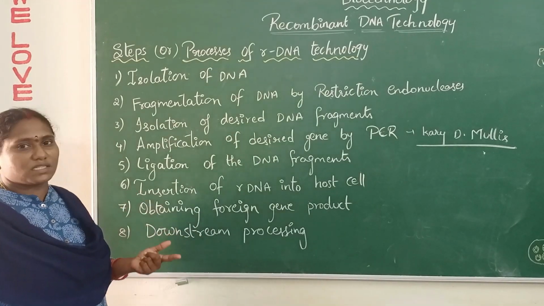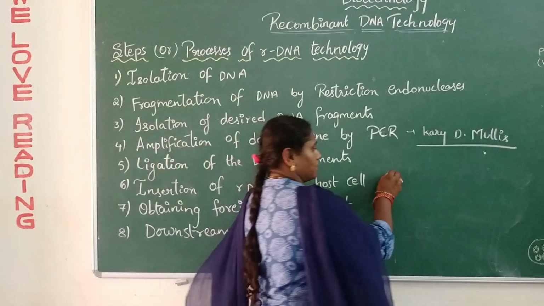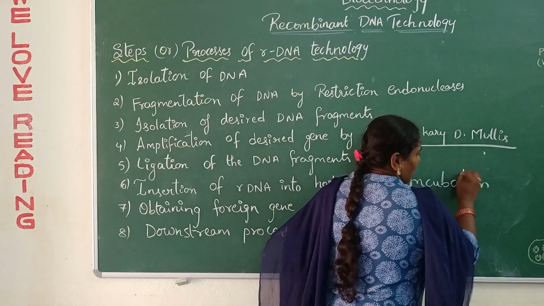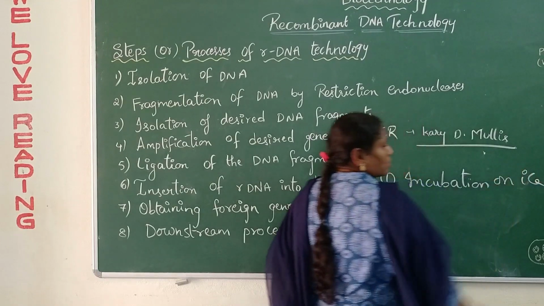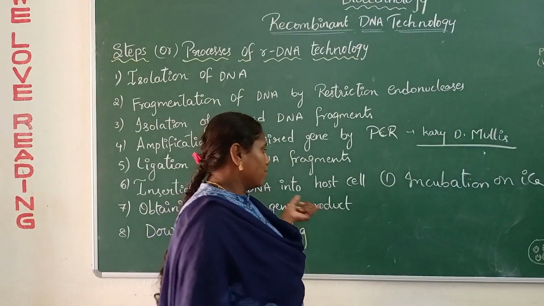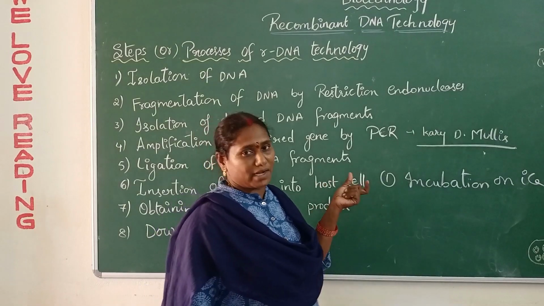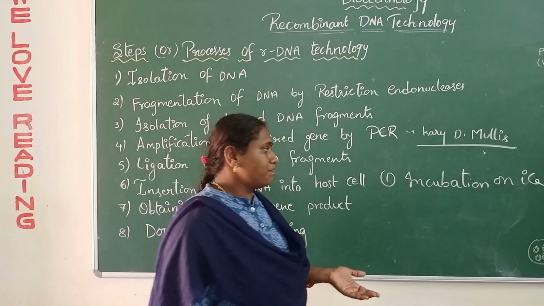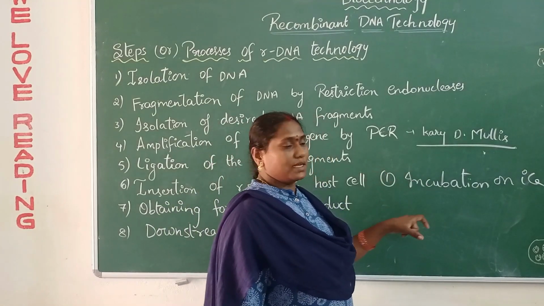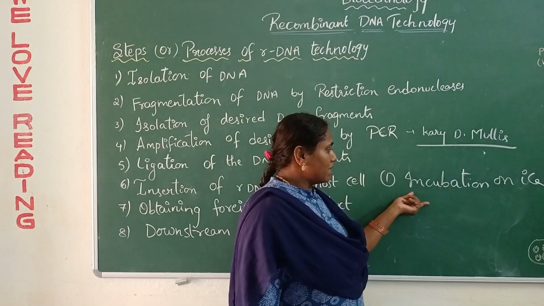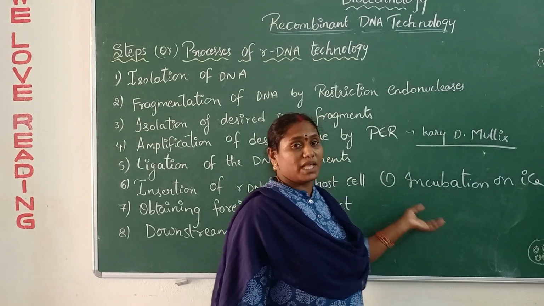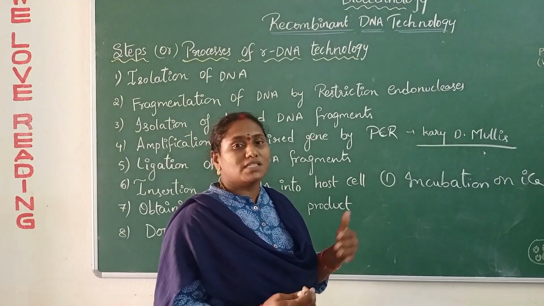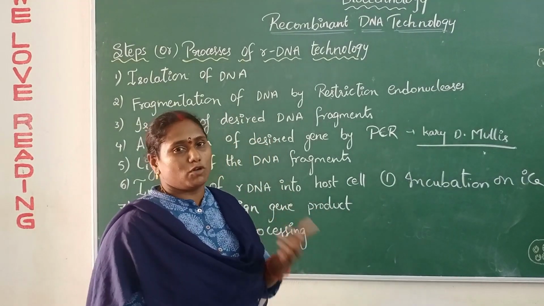The very first step is incubation on ice. So you are taking a recombinant DNA molecule and you are inserting it into a bacterial cell. Already that bacteria has been kept in calcium solution, and now you are inserting it by using a method called incubation on ice. When you place these two together in ice, the recombinant DNA will enter into the E. coli cell.